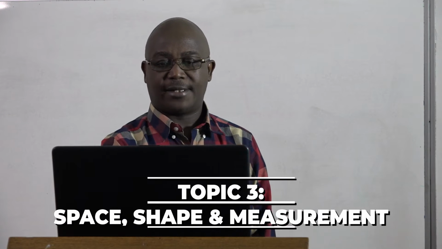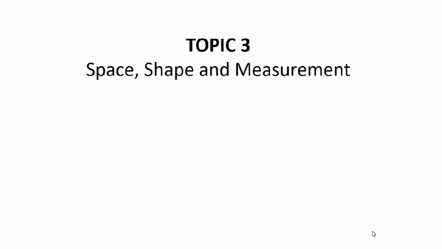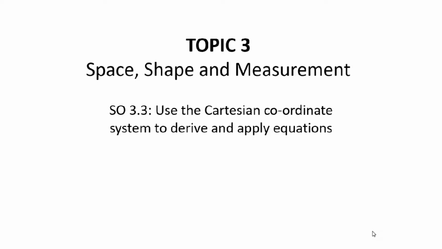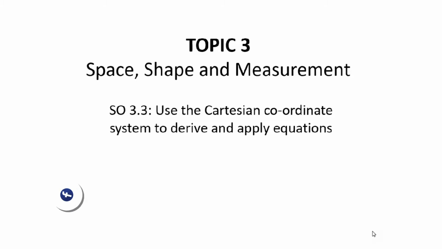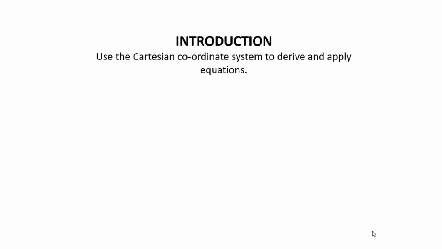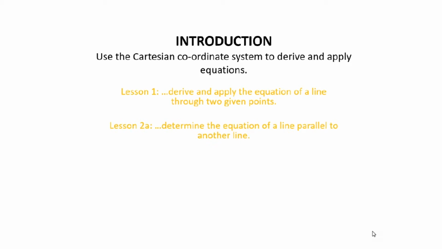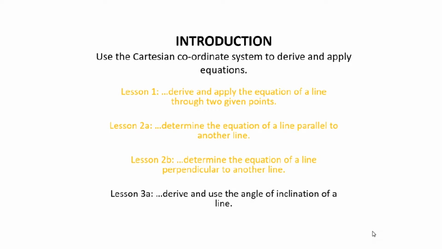We are looking at topic 3, which is space, shape and measurement, and we are still looking at subject outcome 3.3, which is the use of the Cartesian coordinate system to derive and apply equations. You will remember that we did lesson 1, lesson 2A, lesson 2B. Today we'll focus on lesson 3A and 3B.